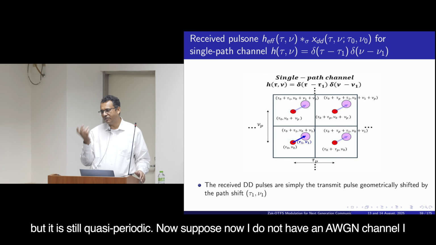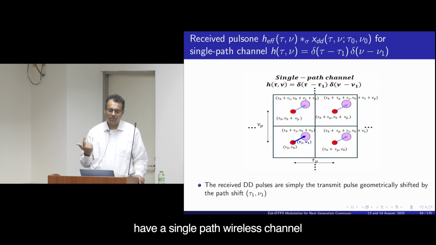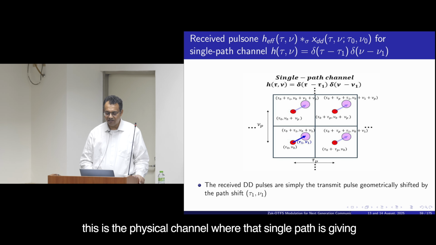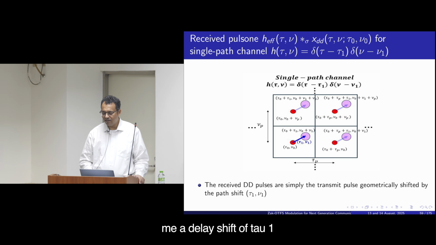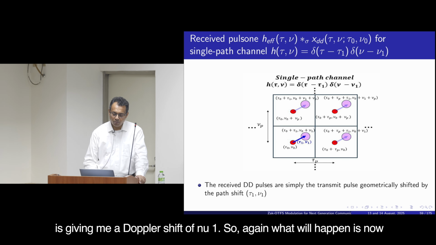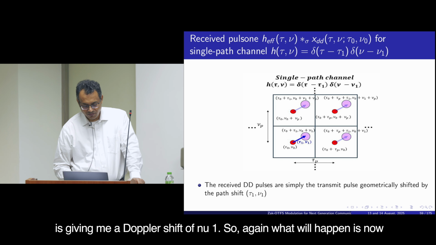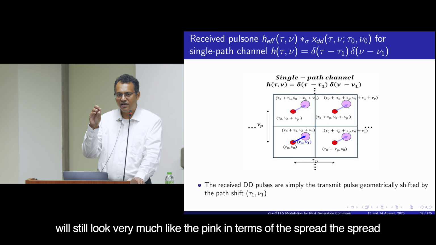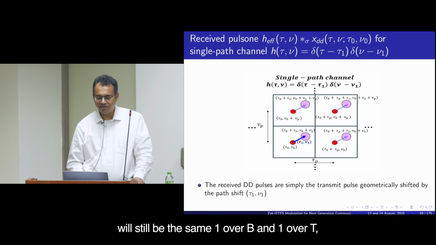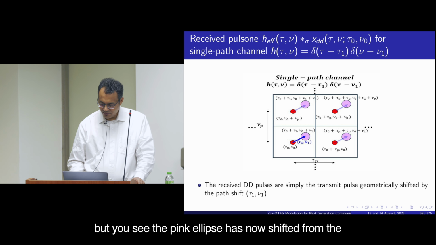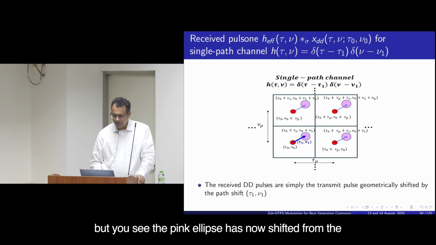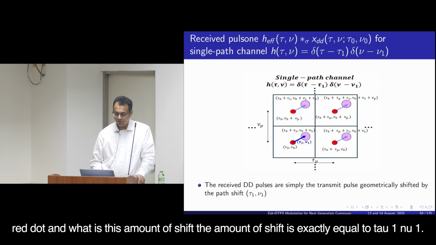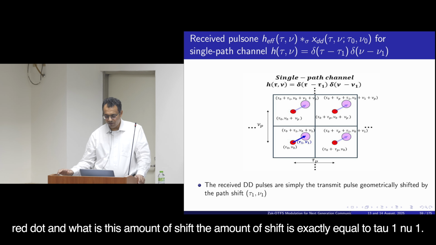Now suppose I do not have an AWGN channel, I have a single path wireless channel. This is the physical channel where that single path is giving me a delay shift of tau 1, and a Doppler shift of nu 1. So again, what you receive will still look very much like the pink one in terms of the spread, it will still be the same, 1 over B and 1 over T, but you see the pink ellipse has now shifted from the red dot. And what is this amount of shift? The amount of shift is exactly equal to tau 1 nu 1.